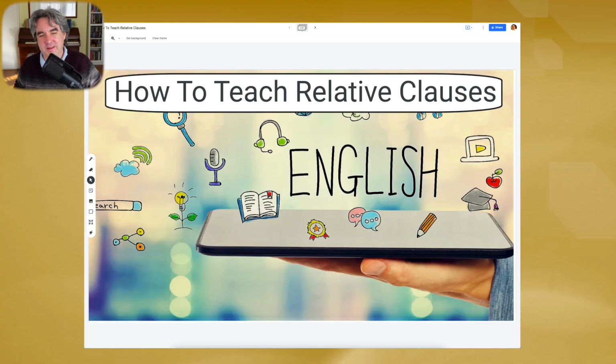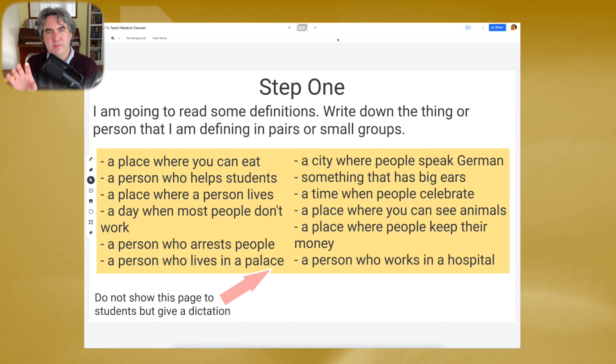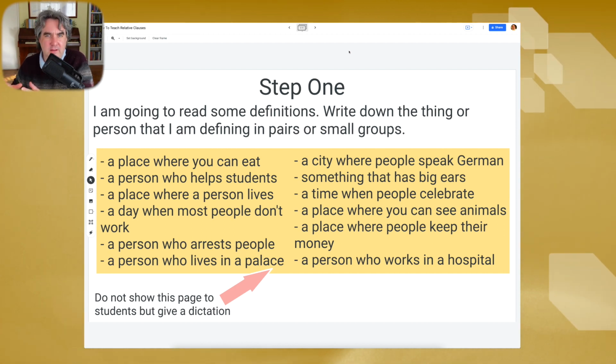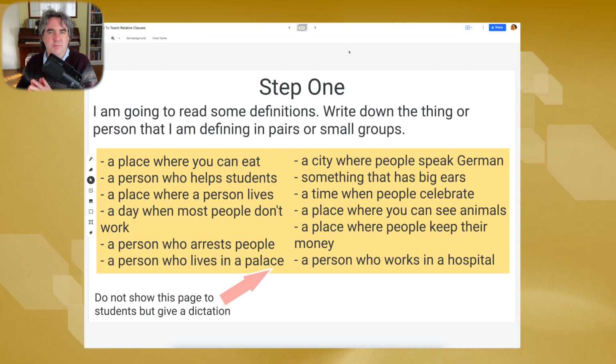Anyway, let's get started. As you can see on my Google Jamboard, how to teach relative clauses, let's get started with the first step. What I usually do in the classroom is I get the students aware that I'm going to dictate something. As you may see with the arrow here on the Jamboard, I do not show this page to students. I just keep a copy of it and I dictate, and I tell students to think about a person or a thing that represents it. So for example, a place where you can eat, and I ask the student to write down one word or a couple of words as an answer. I expect them to write down restaurant or kitchen, and then I go through the rest of these and students work individually.